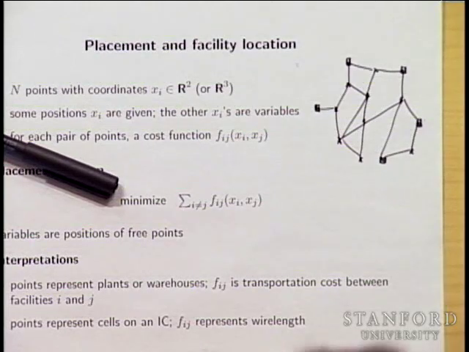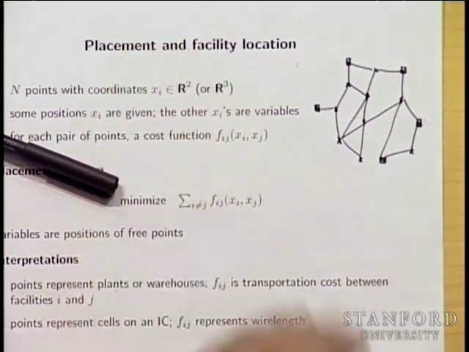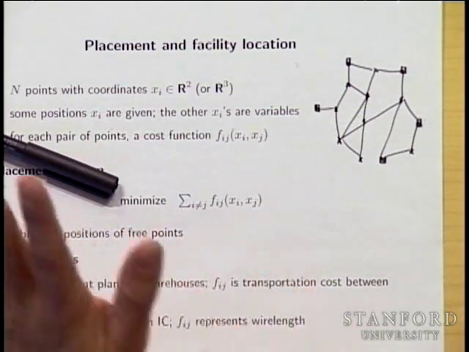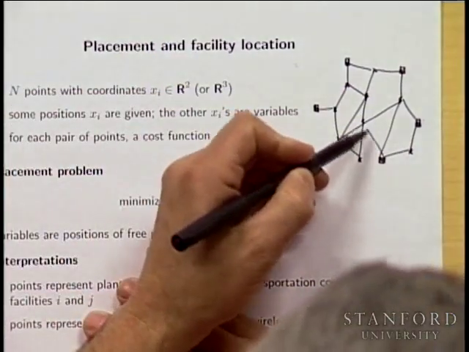In fact, the wire length would typically be done in an L1 norm, because you do vertical, horizontal routing of wires in a circuit, for example. And you know, there's all sorts of things that make this more complicated and so on.